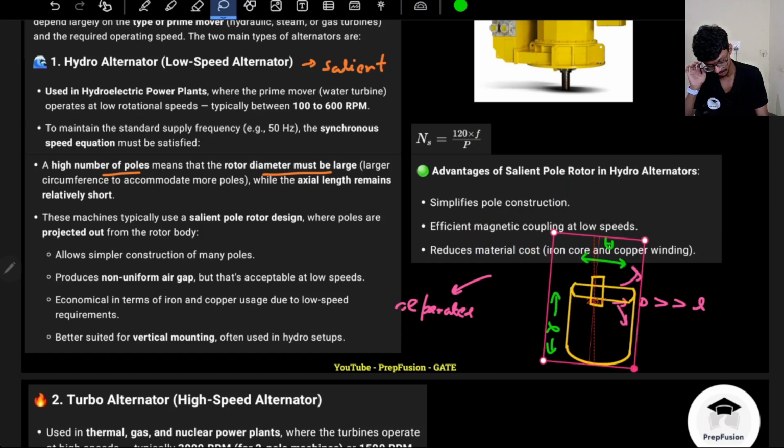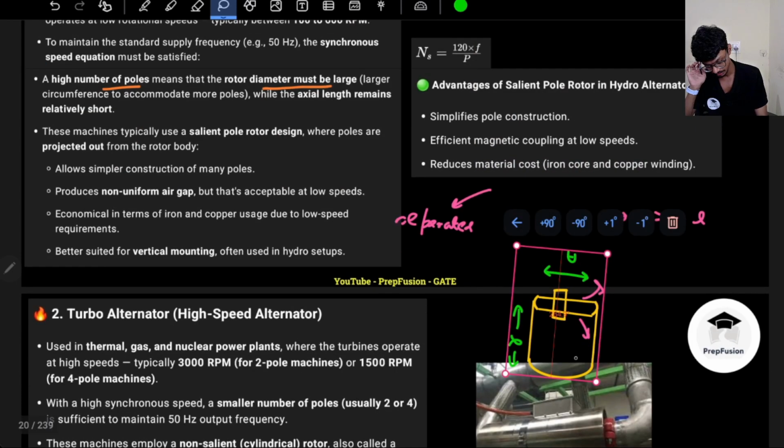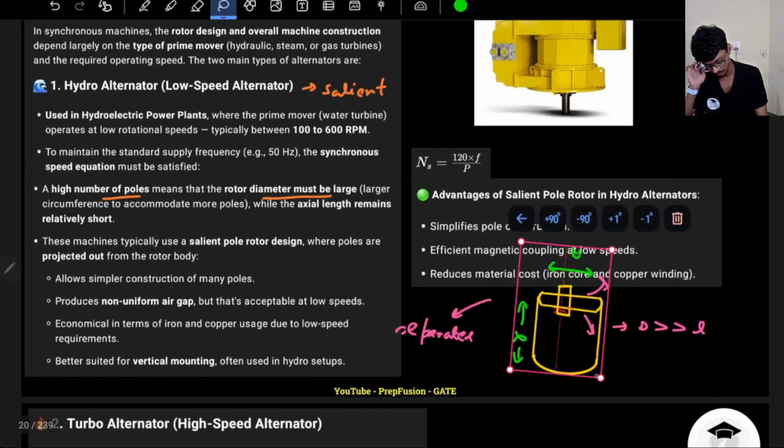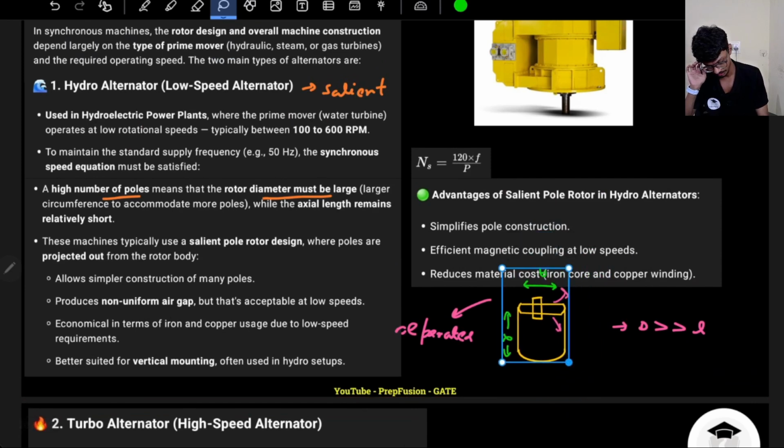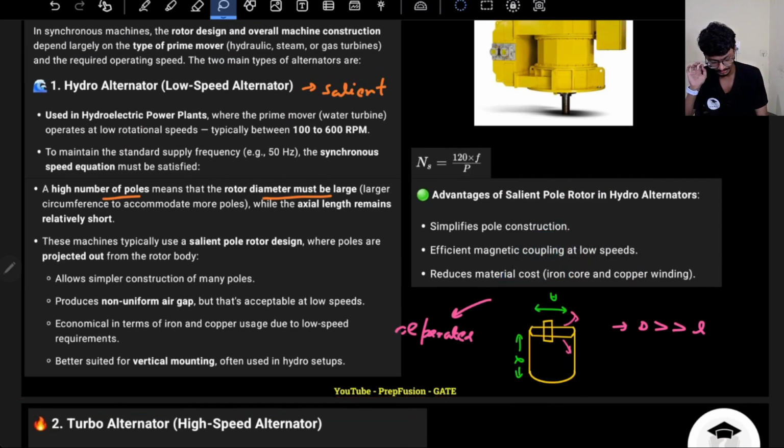Okay, I cannot reduce the size, that is a bummer. Can I reduce the size? Yes, I can.